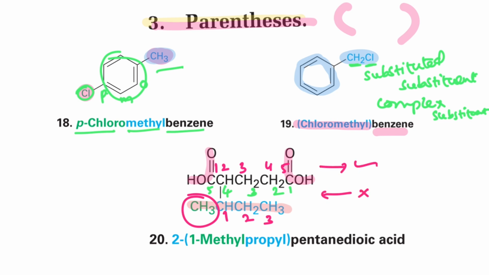This is correct, this is wrong because the substituent should get the lowest number. So the substituent we are getting at the second position, not the fourth position. This is called 1-methyl propyl, this is a complex substituent, therefore parenthesis bracket is there. Total 5 carbons, therefore pentane, 2 times, dioic acid.